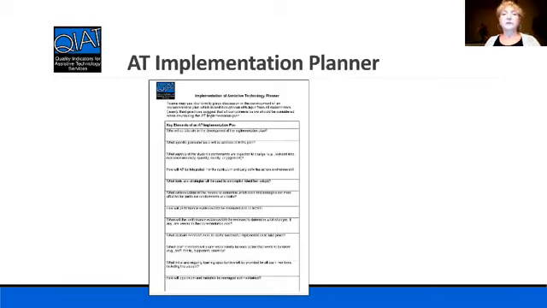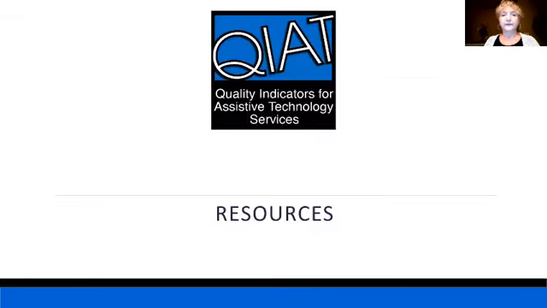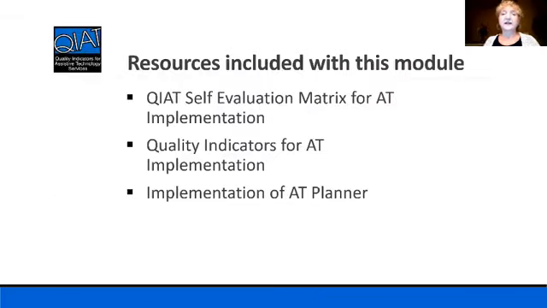You'll find in the resources that go along with this section an AT implementation planner that takes you through many of these questions that I've just been through. It includes creating roles and responsibility matrices, looking at some of these equipment planning pieces too. Lastly, in this section, the resources that are included with this module are the self-evaluation matrices, all of the indicators with their intent statements, and that implementation planner that you just saw a really quick shot of.